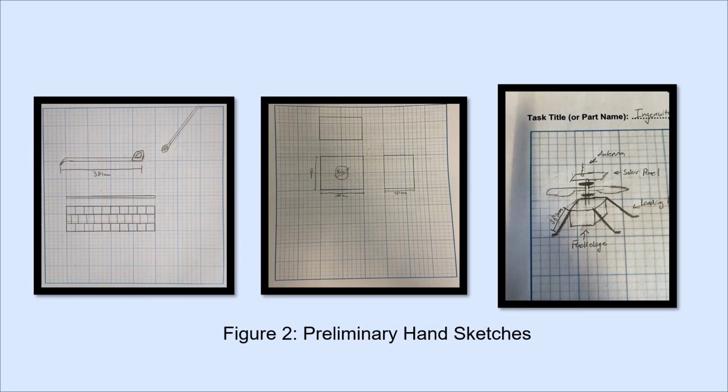At this point, we began to brainstorm ideas on how to accomplish our goal. These were our preliminary hand sketches of the parts that we would need to model. From left to right, you can see the landing gear, the solar panel, the drone fuselage, and then a rough sketch of our completed assembly featuring the legs, the fuselage, the base, the wings, and the solar panel.